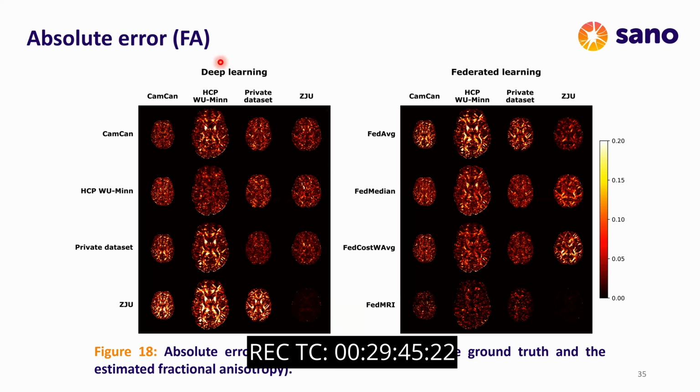In the case of deep learning, the model's performance heavily relies on the training dataset. And the worst level of generalization has a neural network trained on the ZJU dataset. That's because the ZJU dataset is a very specific one, because it contains only data of 3 patients, and each patient was scanned 10 times. And here, the standard deep learning algorithms outperform the basic federated learning methods, such as federated average, federated median, and even federated cost W average. And among tested algorithms, only the FedMRI yields better results.